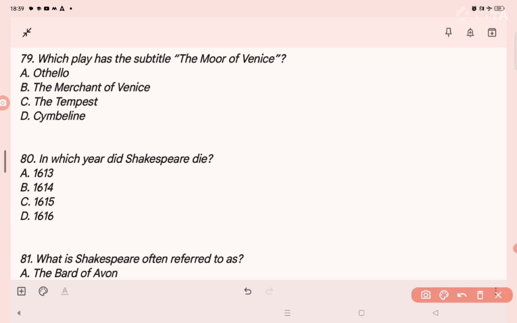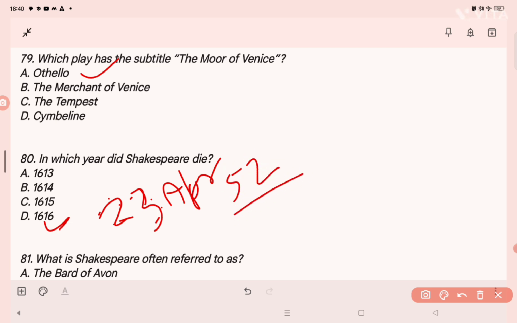Which play has the subtitle The Moor of Venice? Othello. In which year did Shakespeare die? Option D, 1616, on 23rd April, at the age of 52 years old.